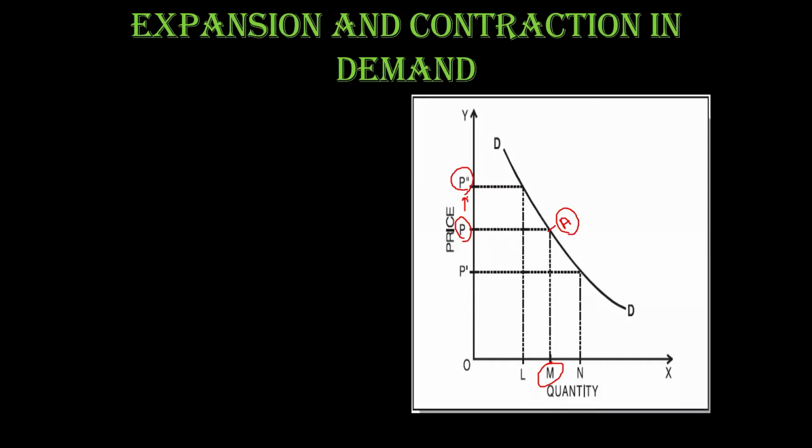As you know that when price of a product increases, the quantity demanded decreases. તો અહીંયા જોઈ શકાય છે કે quantity demanded decrease થઈ, quantity demanded decrease થઈને કેટલી થઈ ગઈ? OL થઈ ગઈ. તો હવે આ બંને પોઈન્ટને આપણે કનેક્ટ કરીએ તો અહીંયા આપણને મળશે પોઈન્ટ B.